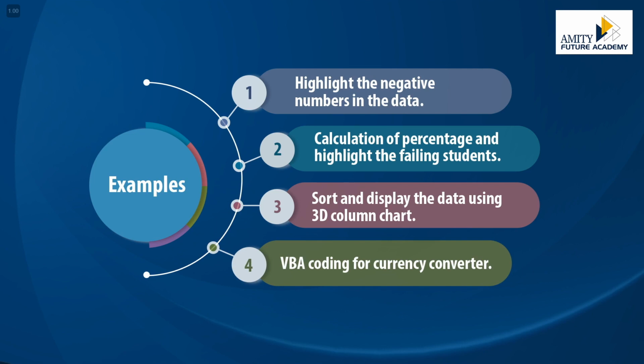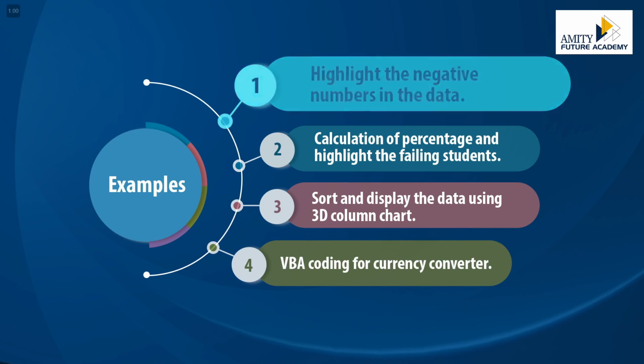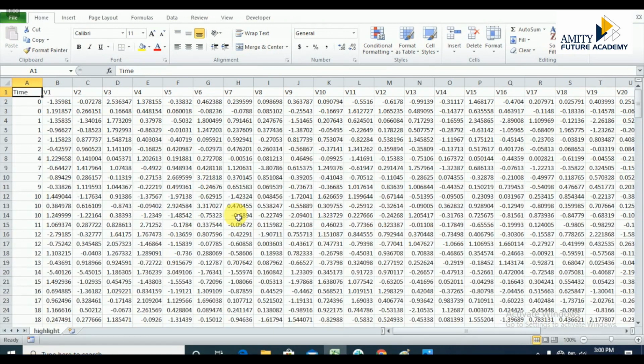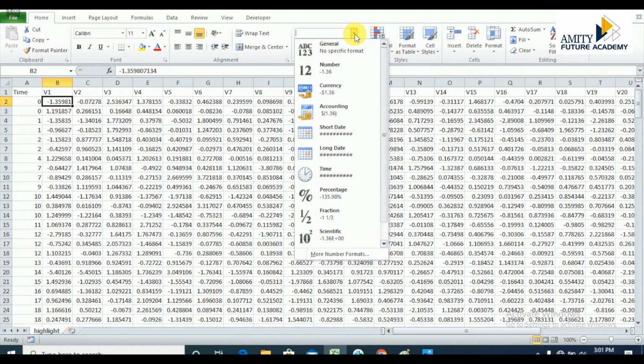Our first example is to highlight the negative numbers in the data. So this is a data set which has a number of readings with respect to time. Some entries are positive whereas some entries are negative. Maybe the user requires to highlight the negative numbers. So if we select this negative entry, I'll show you the steps for how to highlight the number in a required format manually. So we select the entry, we click on the drop down menu over here in the number section.